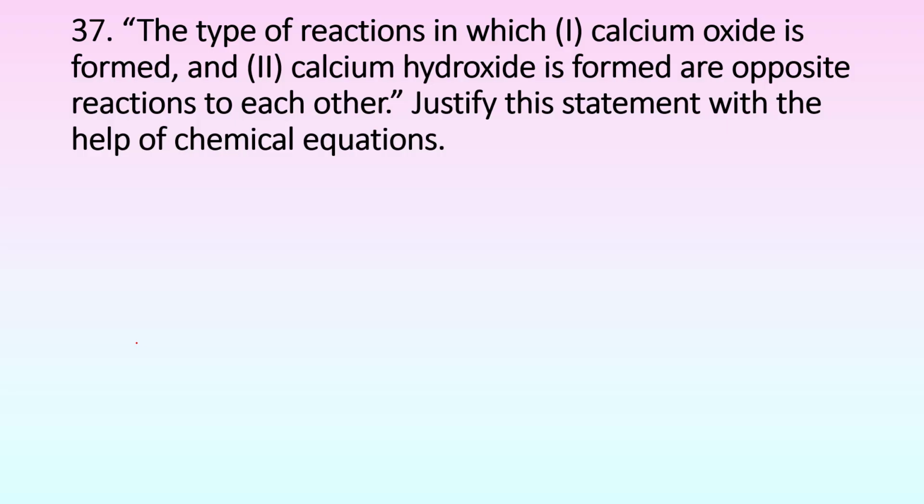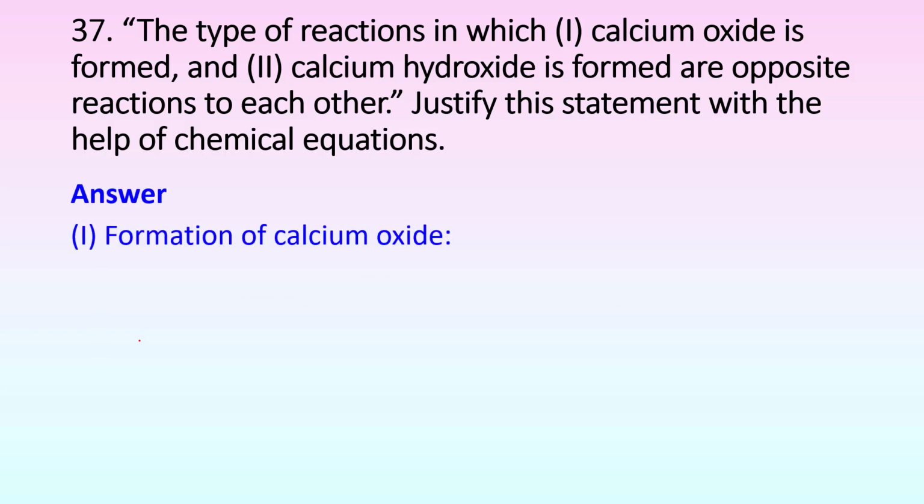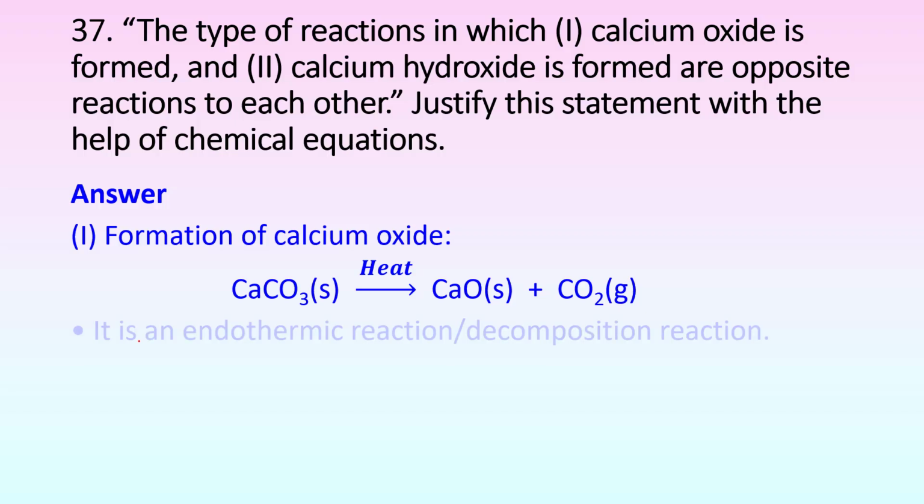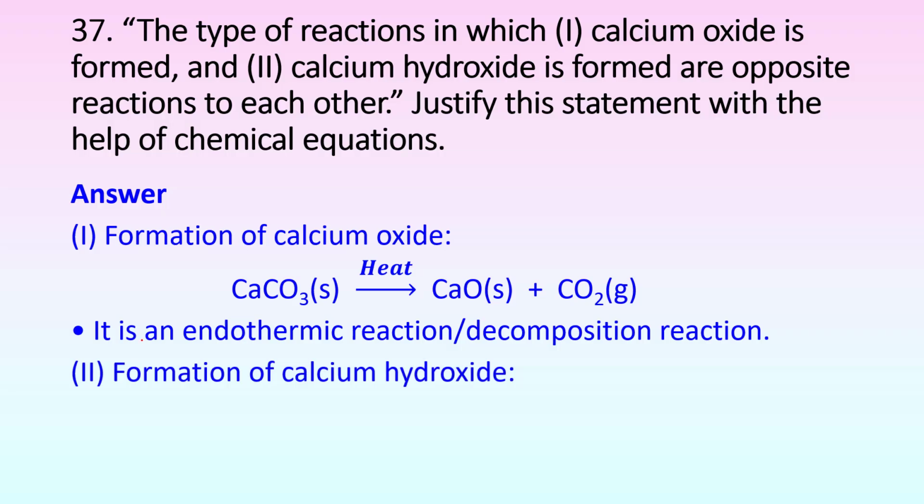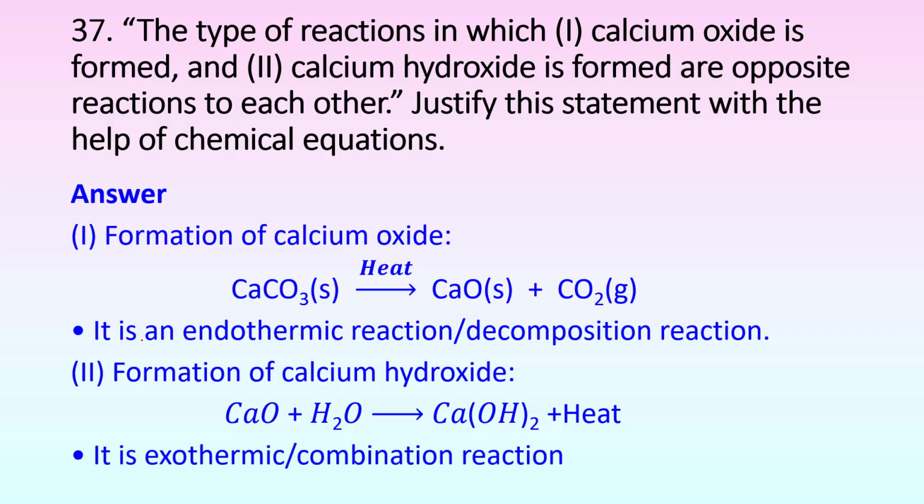Next, question number 37. The type of reaction in which calcium oxide is formed and calcium hydroxide is formed are opposite reactions to each other. Justify this statement with the help of chemical equations. So formation of calcium oxide is CaCO3 when heated gives rise to CaO plus CO2. It is an endothermic reaction and it is a decomposition reaction, whereas formation of calcium hydroxide, CaO plus H2O gives rise to Ca(OH)2 plus heat. This is an exothermic reaction and this is a type of combination reaction.